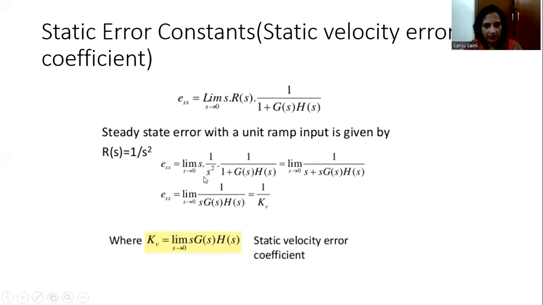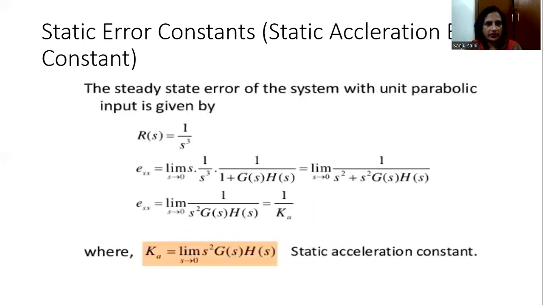We will be left with 1 by s into 1 plus G(s)H(s). So s will be multiplied by this. When we substitute s equal to 0 here, we will be left with this as equal to 1 divided by the limit of s tending to 0 of s into G(s)H(s). So this is equal to 1 divided by Kv. So Kv is termed as the static velocity error constant and it is defined as the limit of s G(s)H(s) as s tends to 0. This is the second static error constant.